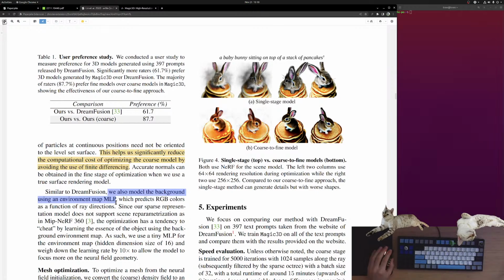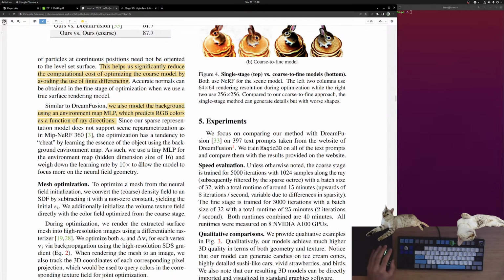Similar to Diffusion, we also model the background using an environment map which predicts RGB colors as a function of ray directions. The optimization has a tendency to cheat by learning the essence of the object using the background environment map.